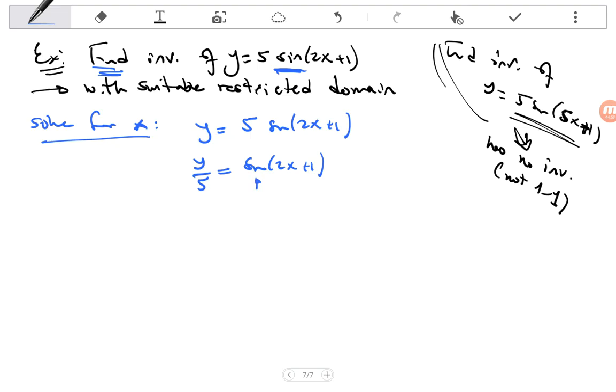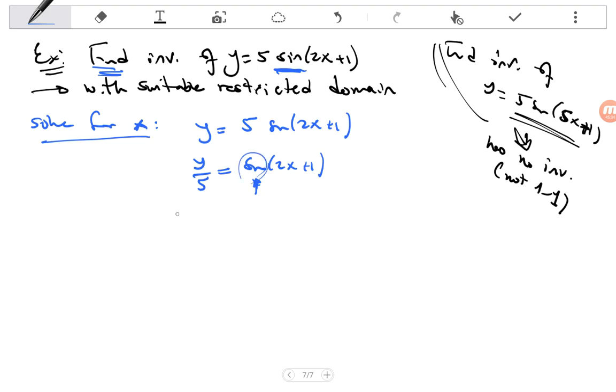How would I cancel this sine? By operating its inverse function on both sides. But what is the condition for this function to have an inverse? It must first be a restricted sine, not a natural sine.